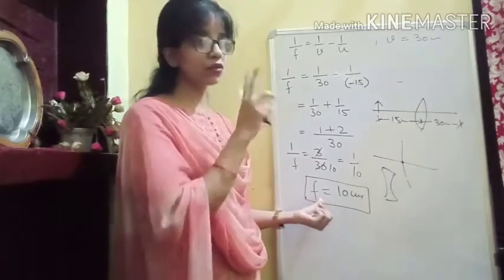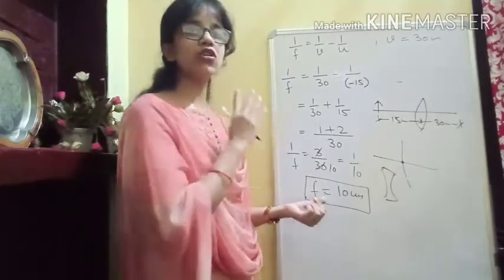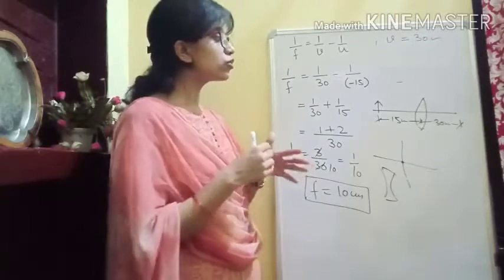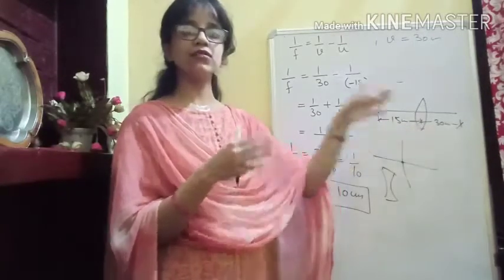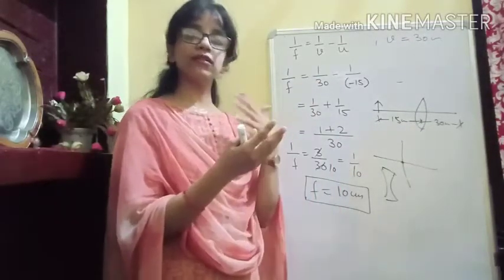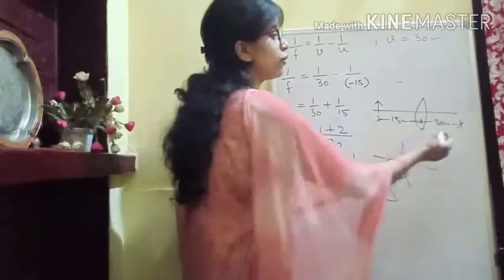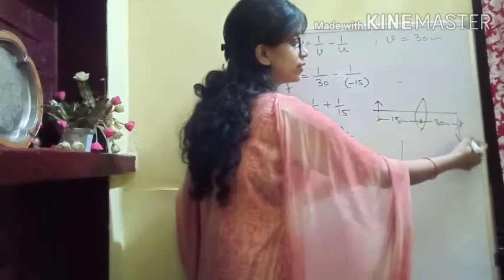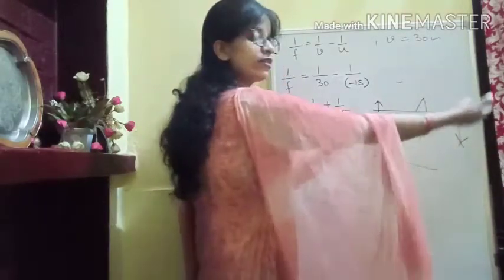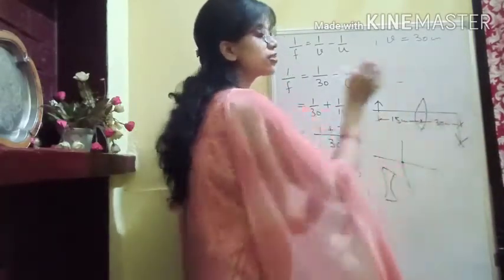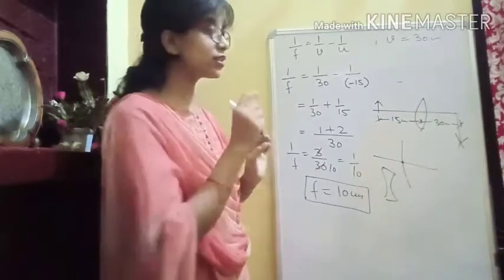U is negative in both the cases, whether you take convex lens or concave lens. And also you have learned that convex lens will form real images as well as virtual images. If the real image is formed, it will always be formed behind the lens, that means always on the right hand side. So the distance will always be taken as positive, that is v.